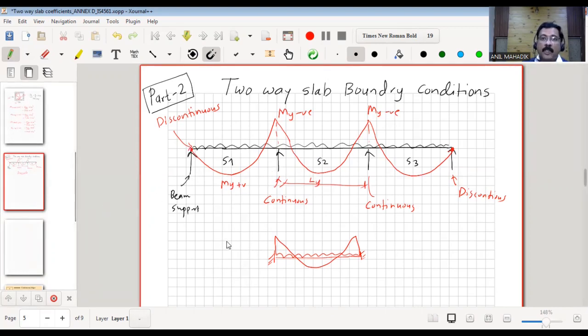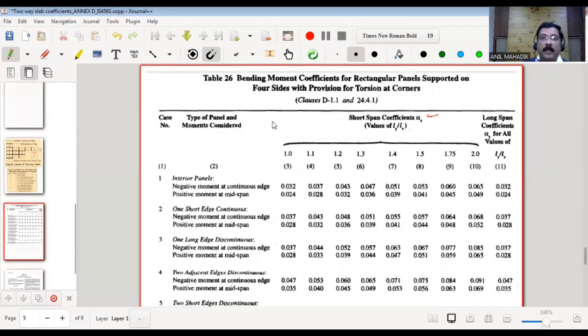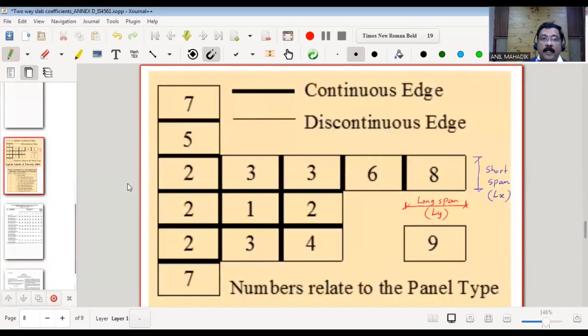In the IS code, in Table 26, there are different conditions given: interior panels, one short edge continuous, one long edge discontinuous, and so on. What is meant by that? Instead of this, we will see it in picture format. If you see this picture, it will be easy to understand.